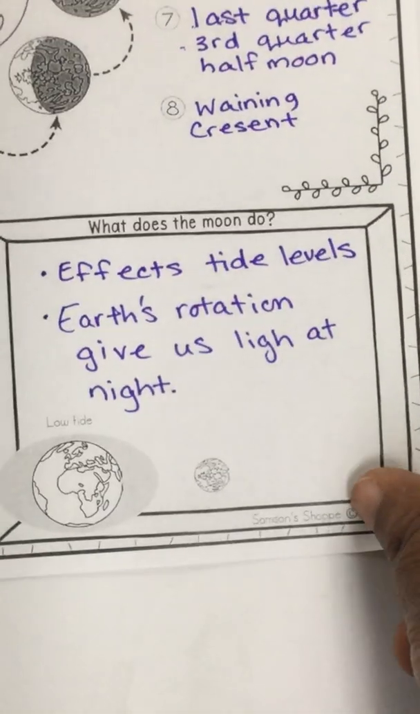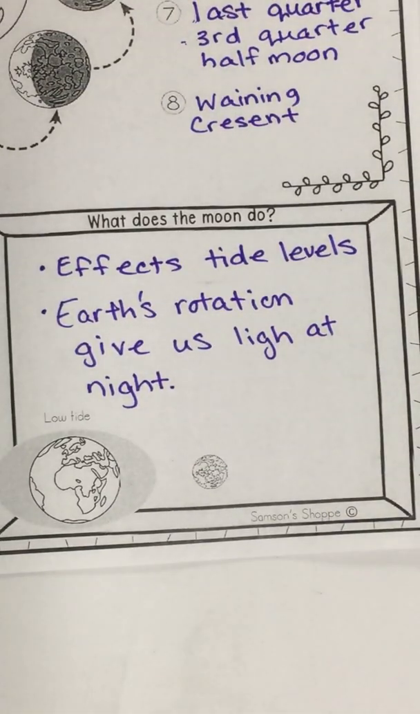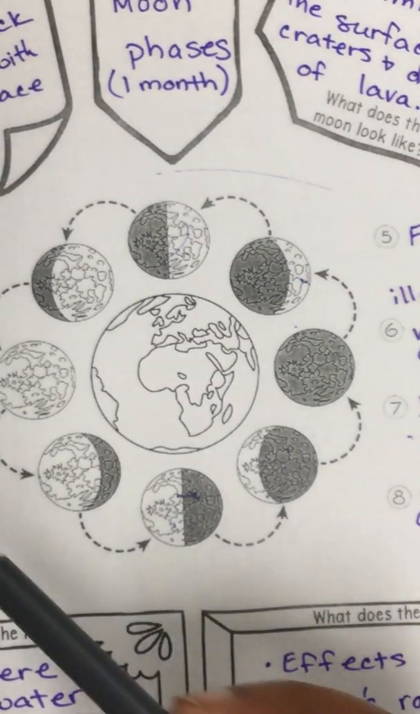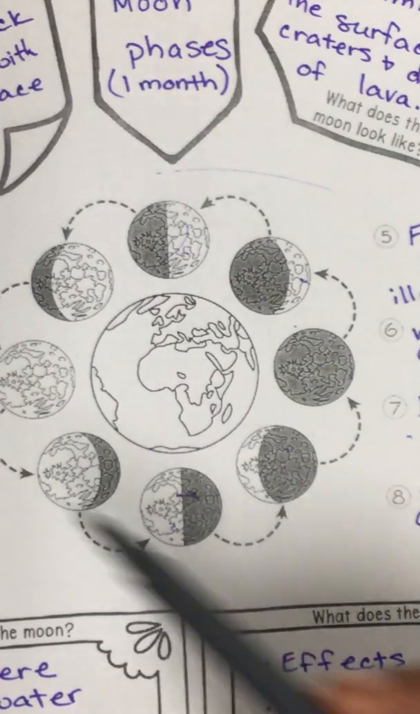Over on the bottom, what does the moon do? It affects the tides. That means when the ocean's waters are coming in and out, those are the tides. It affects that. And Earth's rotation gives us light at night. So when the Earth is covering up different parts of the moon, it's going to give us different amounts of light.